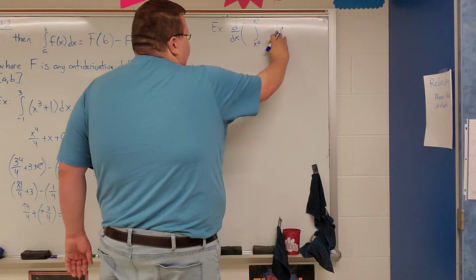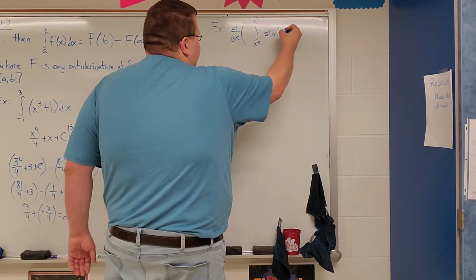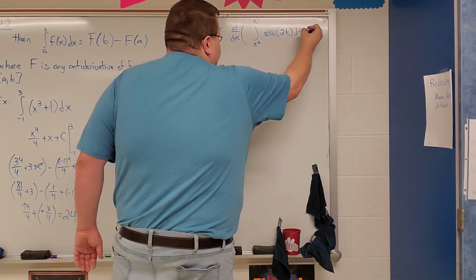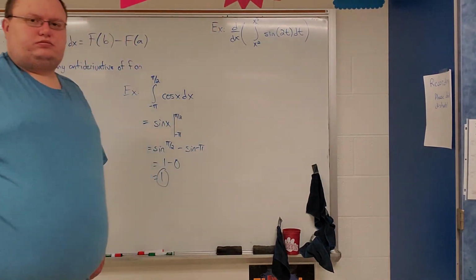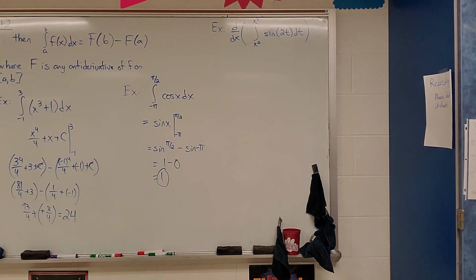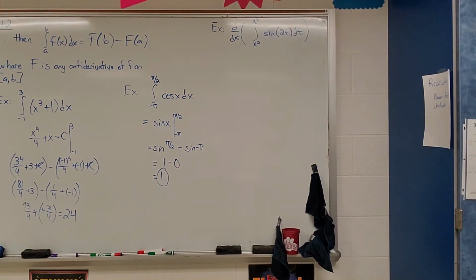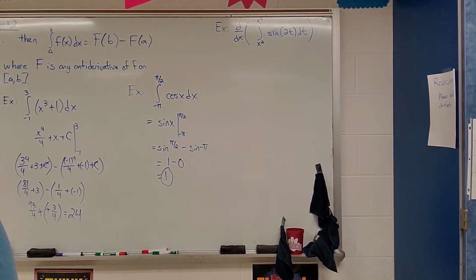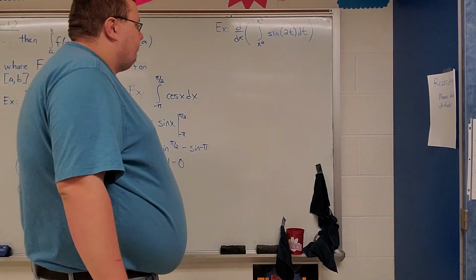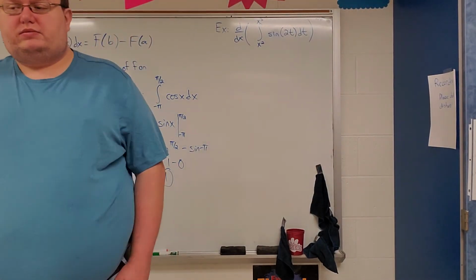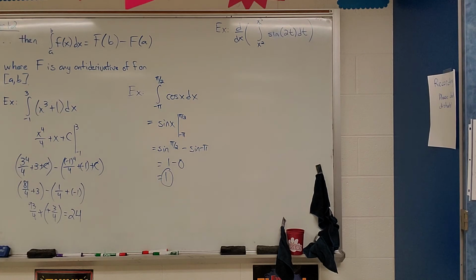of sine of 2t dt. Okay, bottom bound's x squared, top bound's x cubed. If we want to analytically solve this, we're going to have to break this down into 2 separate integrals. We're going to have to use our integral properties that we talked about yesterday to help us do that.